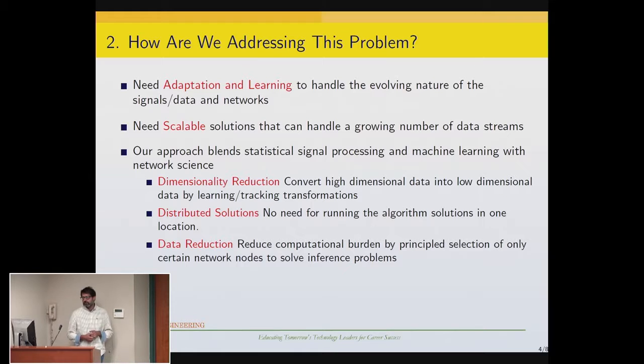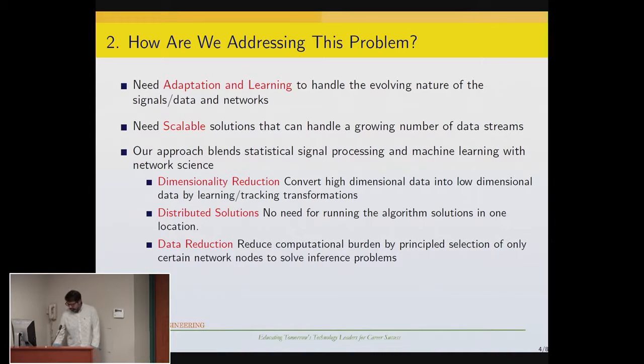What do we do? We use adaptation and learning to handle the evolving nature of the signals, data, and networks. We focus on scalable solutions. The idea is that if you have millions of nodes, you should be able to get algorithms that can handle that case. We've been using statistical signal processing and machine learning to do things like dimensionality reduction, convert high-dimensional data to low-dimensional data, distributed solutions, so you don't have to have centralized data in one spot. You can have it on parallel clusters or other types of message passing solutions.